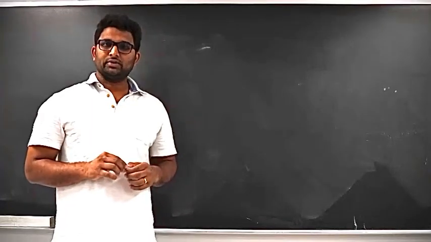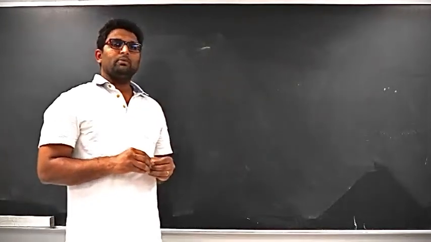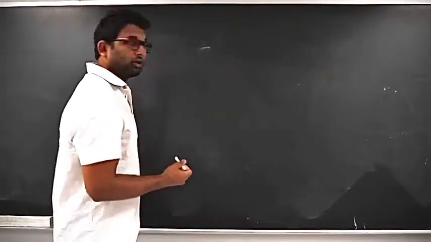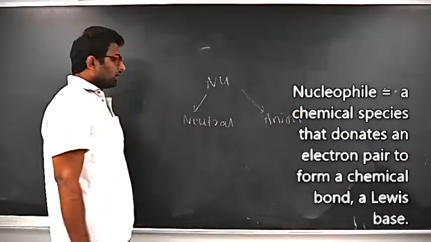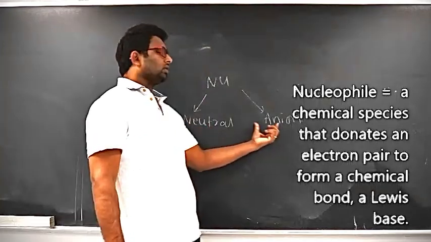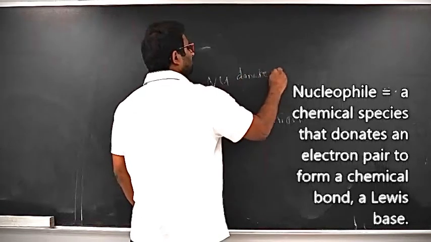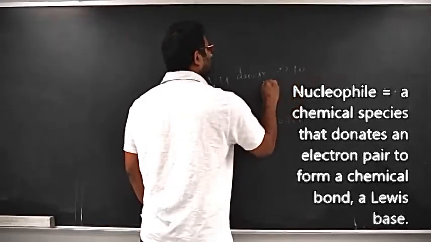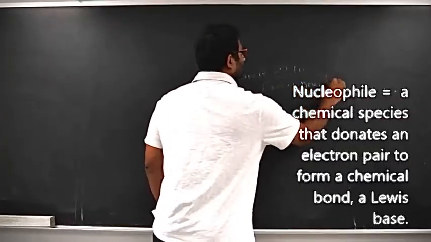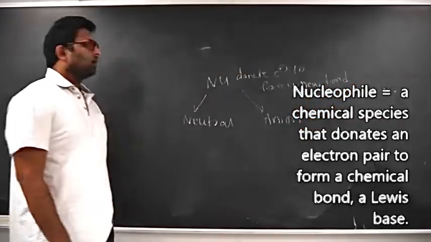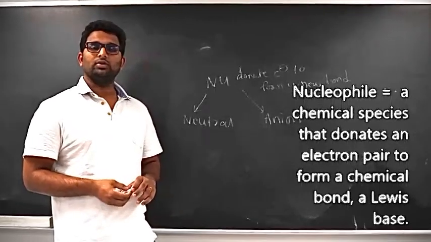In this recitation class, we talk about mechanisms for SN1, SN2 and E1, E2. Before we start anything, let's talk about what a nucleophile is. A nucleophile could be any neutral or anion which is capable of donating electrons to form a new bond. So such organic species are called nucleophiles.